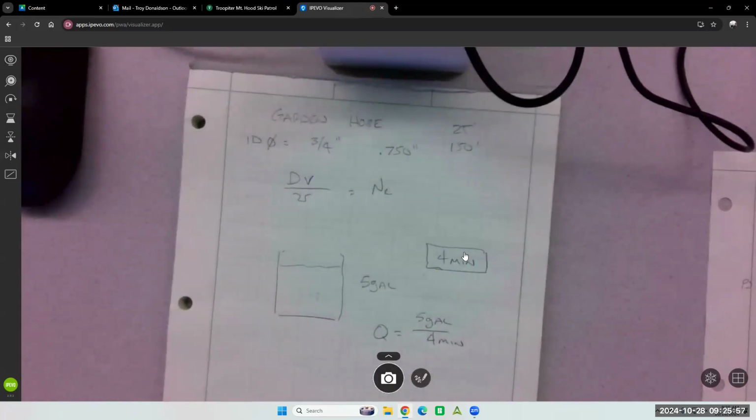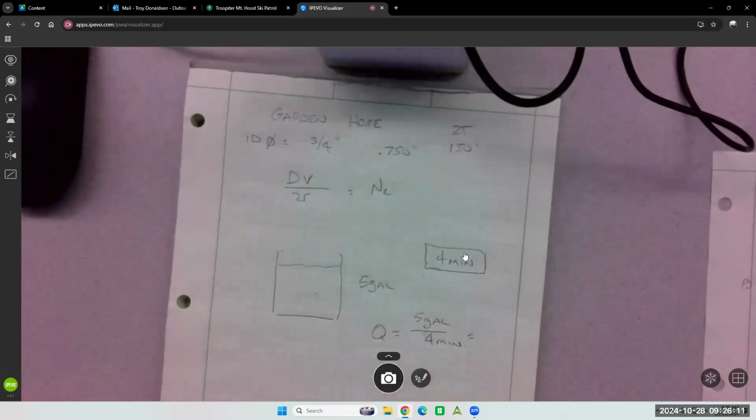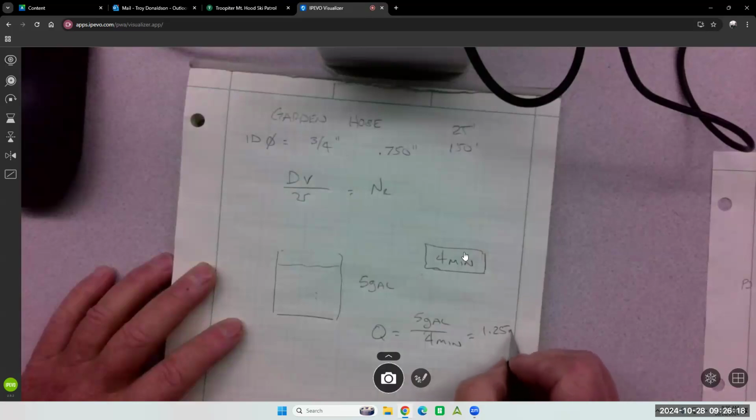If we know the flow rate, and you can get it by experimentation sometimes, for example, at home you could take a garden hose on a 5-gallon bucket, time it, and you could get 5 gallons per 4 minutes. So what's this number just per minute? 1.25 gallons per minute.